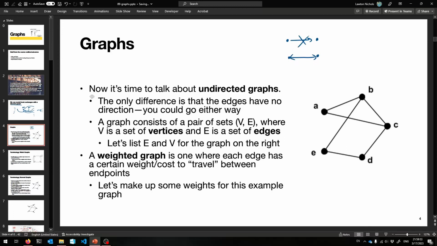It's called an undirected graph. Okay. So that's all. That's the only difference. You could move in either direction, so we don't draw arrows anymore. That's what an undirected graph is all about.